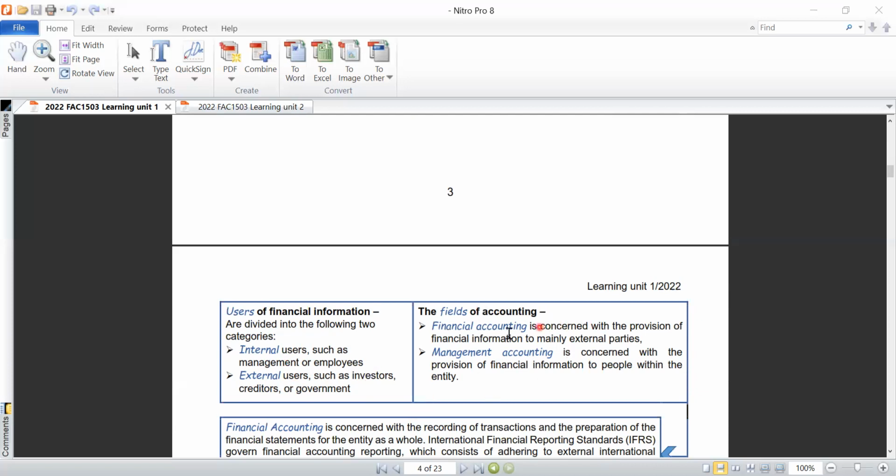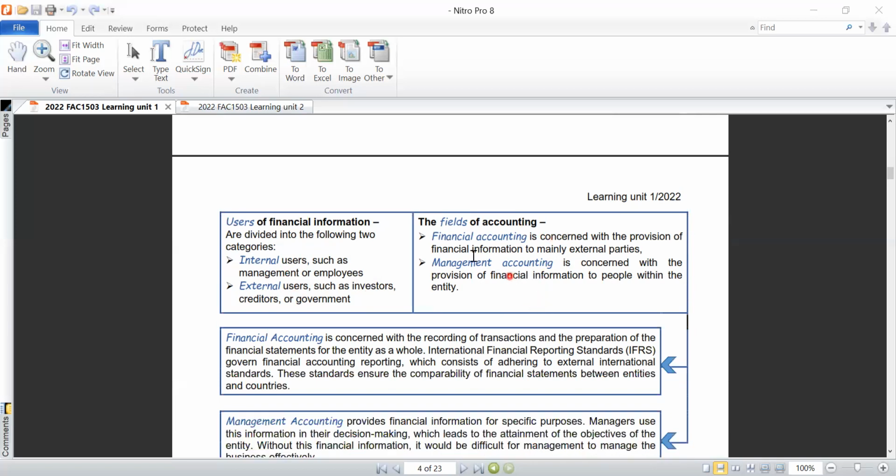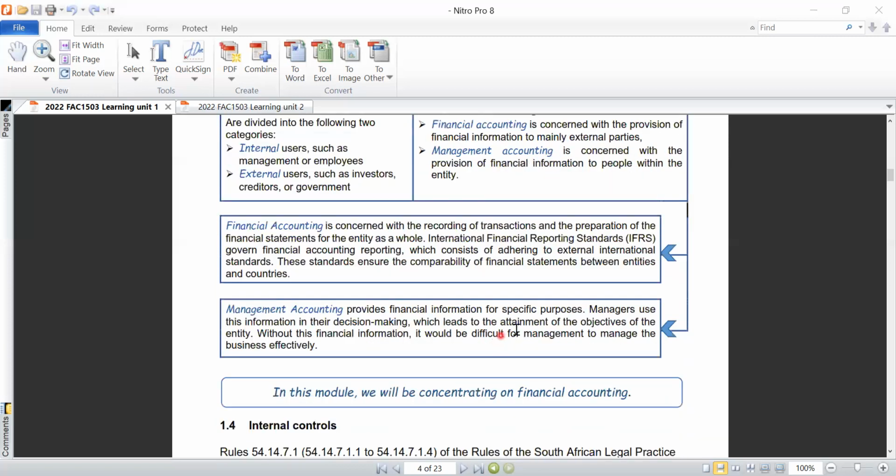Then fields of accounting, there are two types that you just need to remember there. So there's what we call financial accounting, which is what you will be focusing on throughout the entire of this module. Then there's management accounting, which is concerned with provision of financial information to people within the entity. So with financial accounting, we are conveying the information to both internal and external parties, but mostly external parties, right? So that's where the difference is.